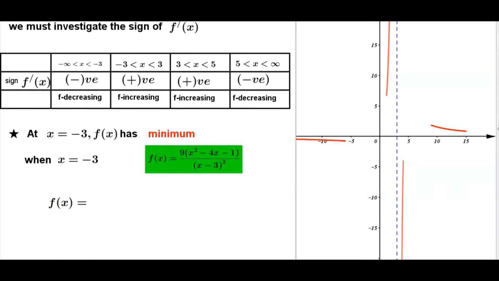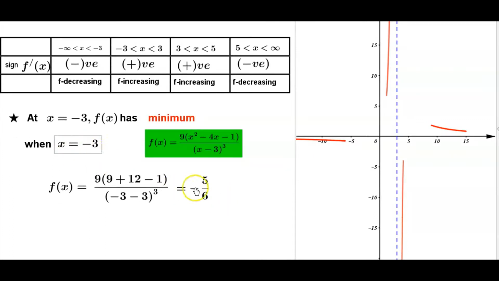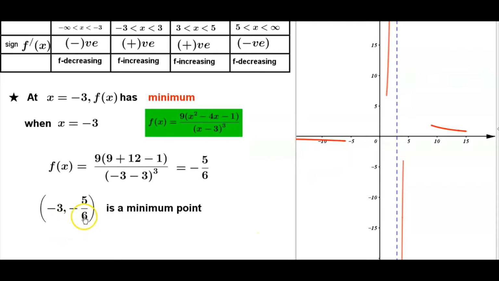So when x is equal to minus 3: 9 into inside, minus 3 squared is 9, minus 4 into minus 3 plus 12, minus 1, over minus 3 to the power 3. This is minus 5 over 6. When x is equal to minus 3, the y value is minus 5 over 6. Therefore, minus 3, minus 5 over 6 is the minimum point.